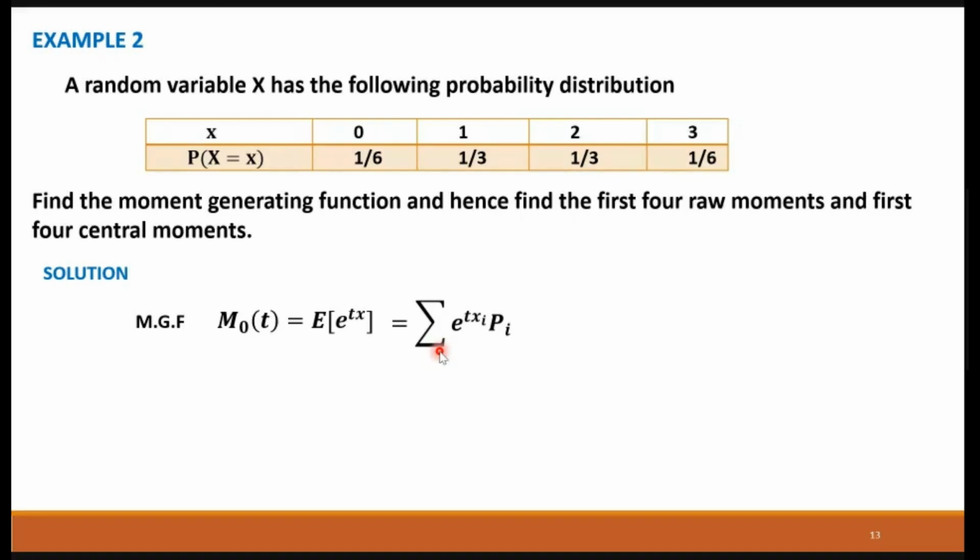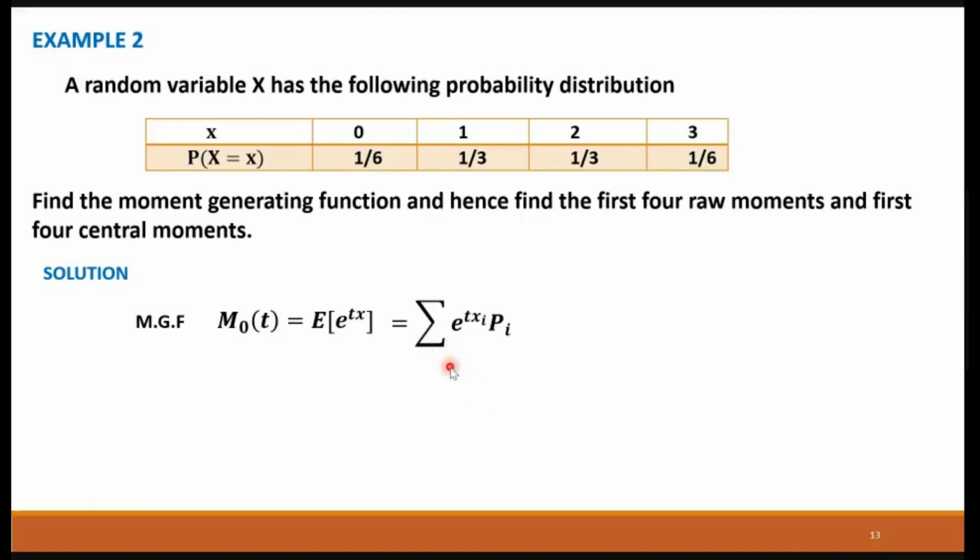Again substitute करना है यहाँ पे. x के बदले 0, the corresponding probability 1/6. x के बदले 1, 1/3, 2. तो just substitute for x and p. अगर x 0 है तो corresponding pi लिखना है. अगर x को 1 लिया है तो corresponding pi लिखना है.